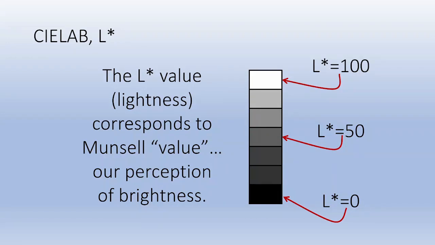The position on there tells you where you are in terms of lightness to darkness. It starts out at 0 at the bottom, which is pure black, and it goes up to 100 at the top, which is pure white. This corresponds very closely to Munsell's idea of value, which is our perception of lightness. Another thing about it is that it's more or less linear to the human eye. In other words, a step at the bottom here from 0 to 10 is basically the same size as a step from 90 to 100.